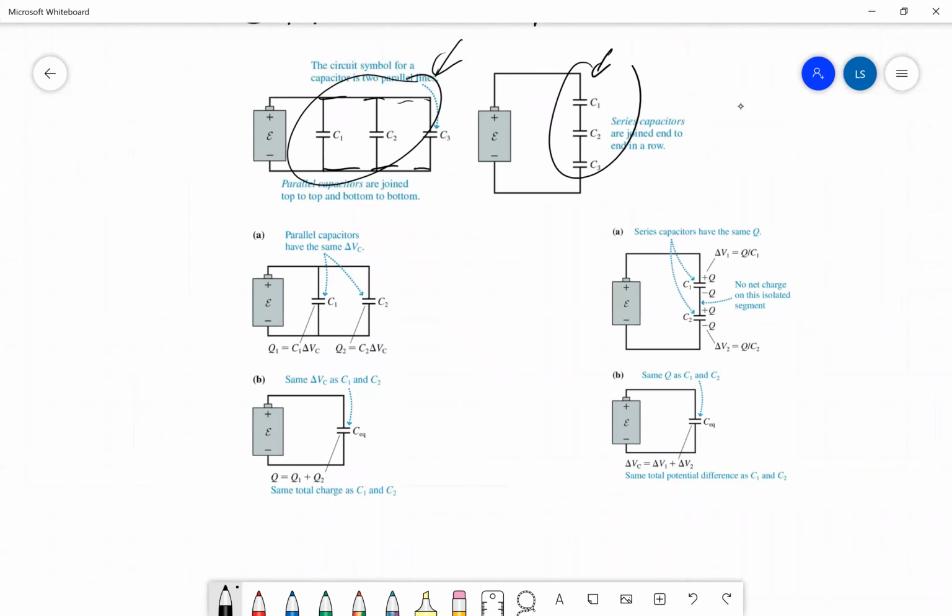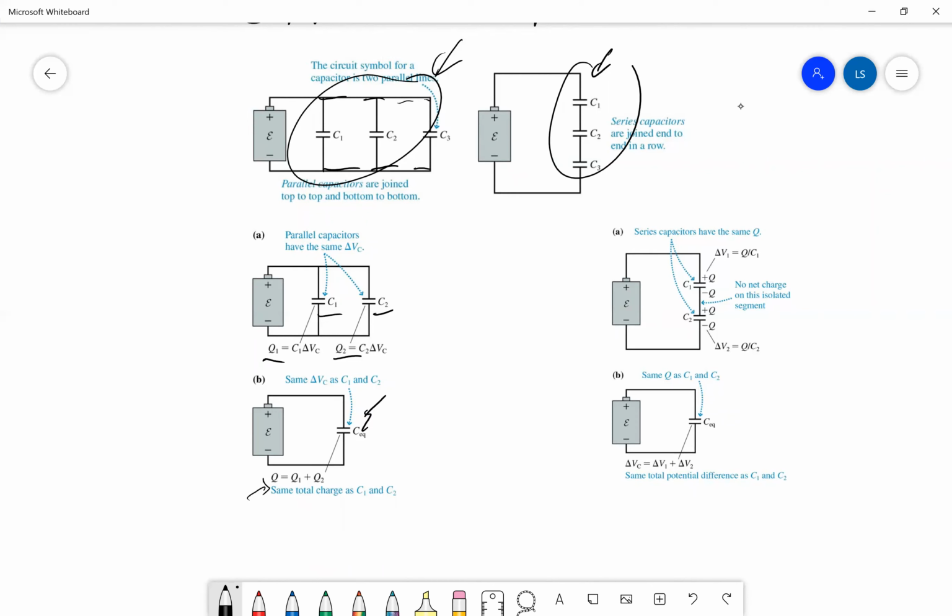So how do we do that? Well, let's look at parallel first. So parallel capacitors, we have two of them, C1 and C2. The charge on C1 is Q1, the charge on C2 is Q2. So we could replace both of those with a single capacitor that has a total charge of Q, which is equal to Q1 plus Q2.